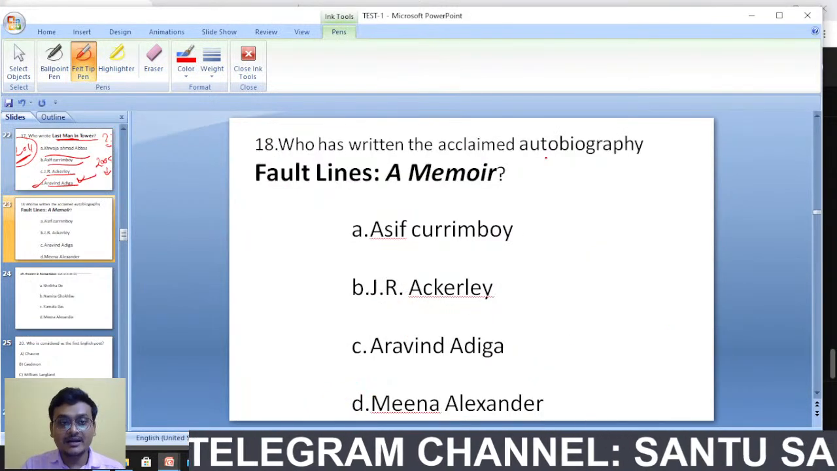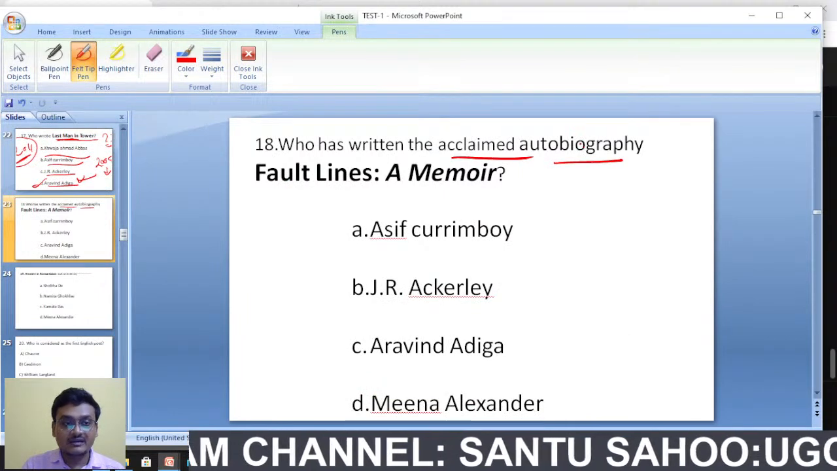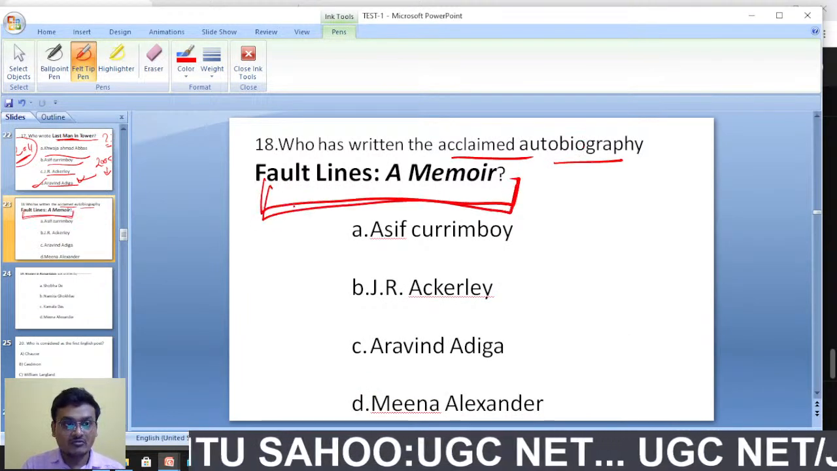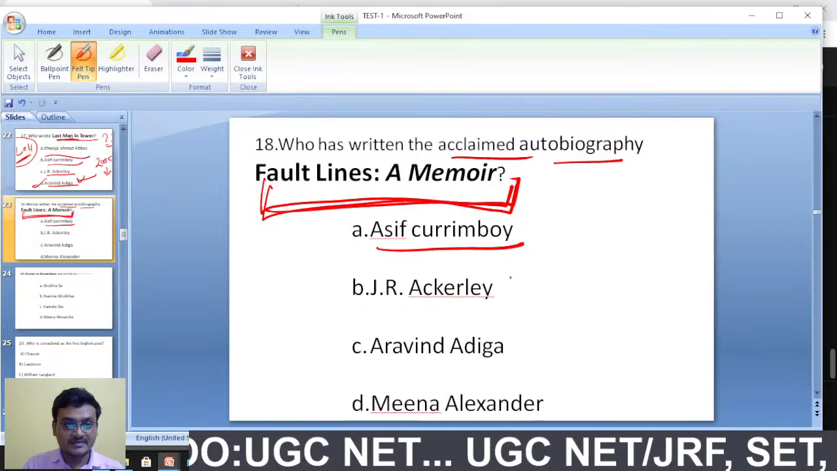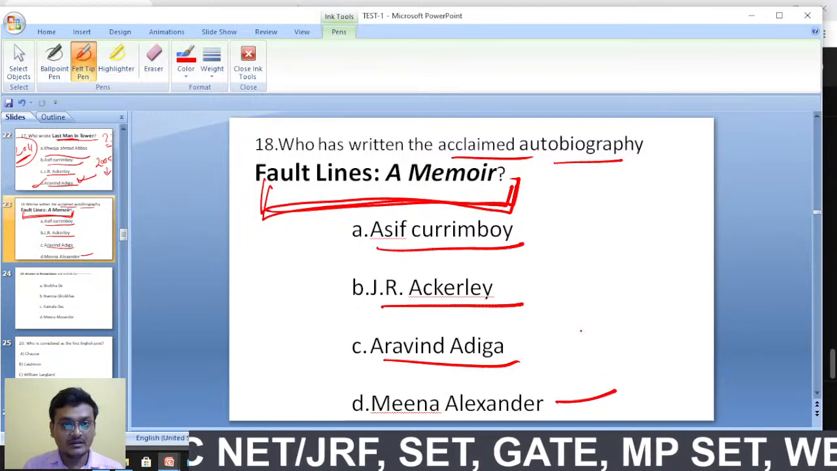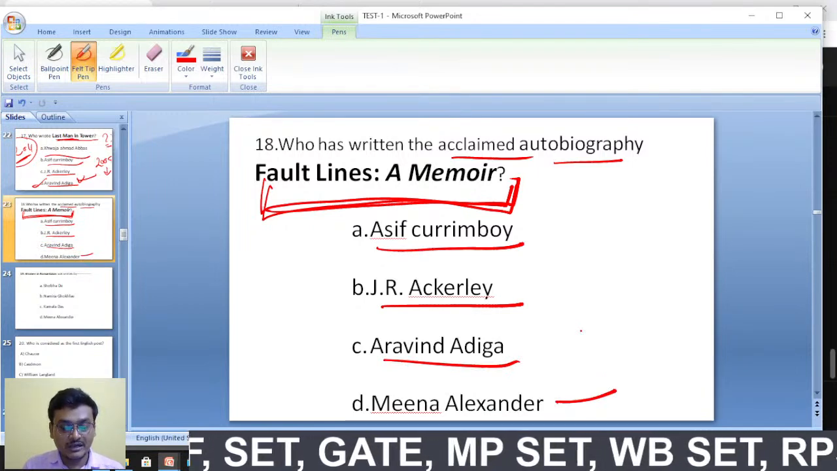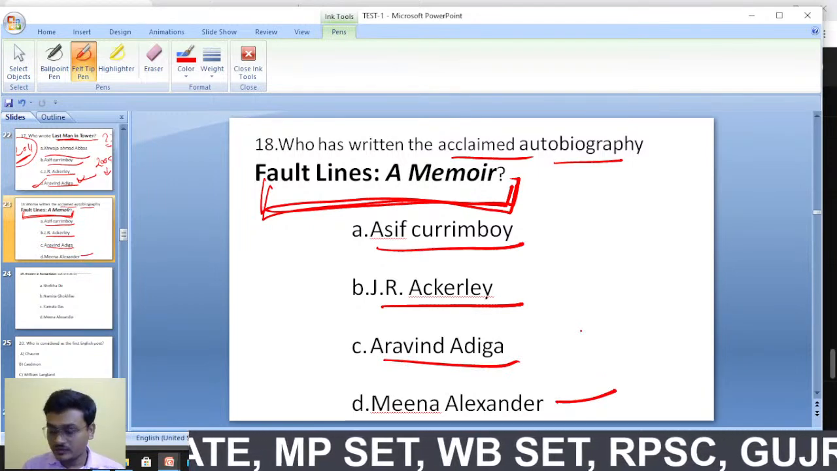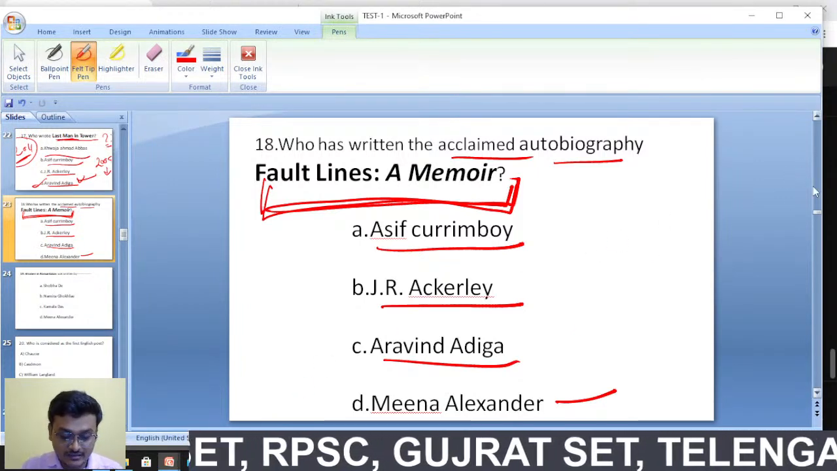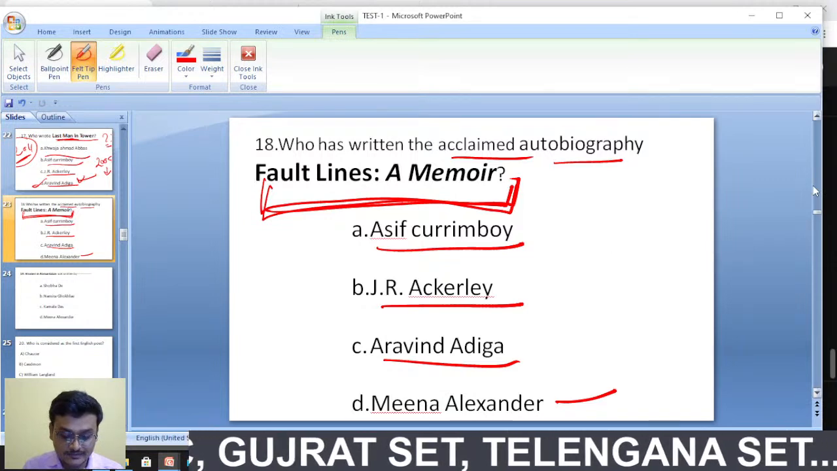Who has written the acclaimed autobiography Fault Lines: A Memoir? The autobiographical work Fault Lines: A Memoir. Asif Currimbhoy, Joe Randall McCurley, Aravind Adiga, Meena Alexander. Who has written the acclaimed autobiography Fault Lines: A Memoir?